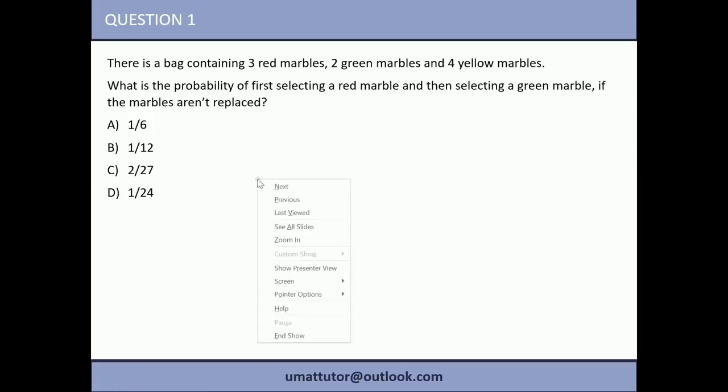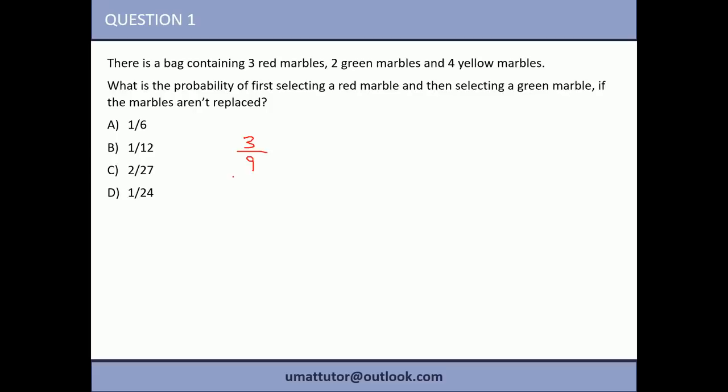So in other words, the first event here is first selecting a red marble. That's the first thing we have to satisfy. So what are the odds of initially picking a red marble out of the bag? Well, we've got 3 red marbles here, so I'll write down 3, and that's out of a total of 9. So 3 over 9. That's the probability of first selecting a red marble.